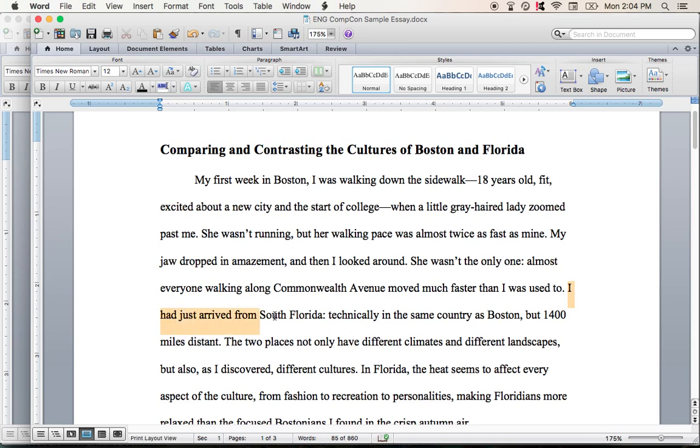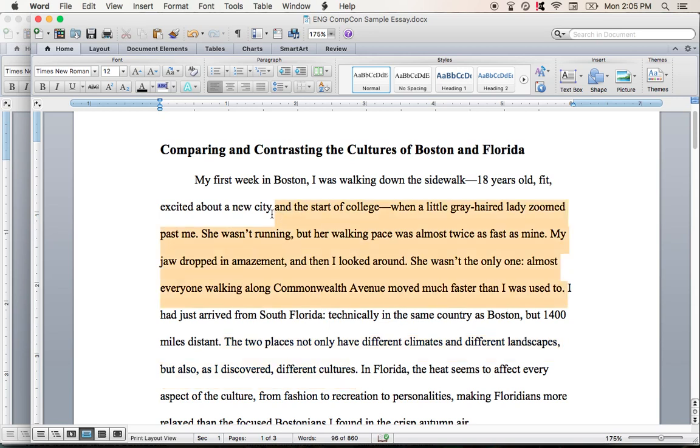I had just arrived from South Florida, technically in the same country as Boston, right? They're both in the United States, but 1,400 miles distant. Very, very far geographically, even though it's in the same country. The two places not only have different climates and different landscapes, but also, as I discovered, different cultures. Okay?